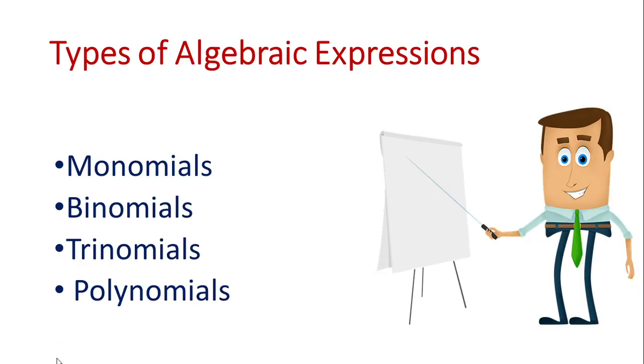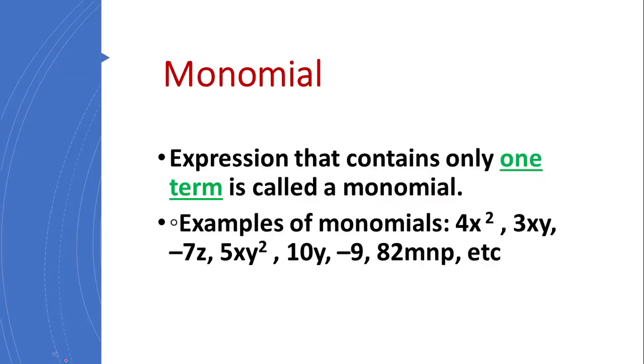Then the last part is we have to see what are the types of algebraic expressions. All algebraic expressions are broadly classified into 4 main categories: monomials, binomials, trinomials and polynomials. Now let's see exactly what these terms mean. Let's start with monomial. Children, mono means 1, and nomial means term. So an expression which has only one term will be called a monomial.